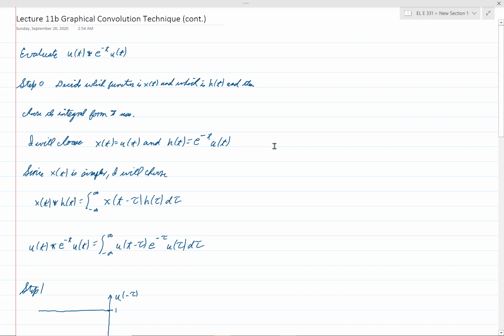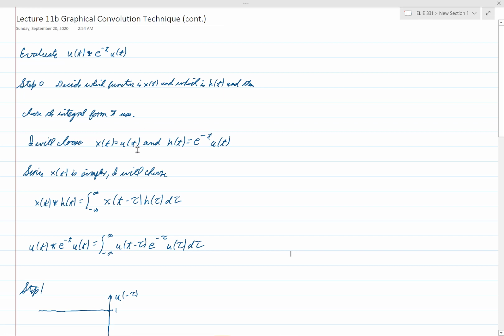Okay, so this time we want to convolve u of t with e to the minus t u of t. And so we begin, you might call it step 0 if you wish, by deciding which function we're going to call x of t, which one we're going to call h of t. And as I told you before, it doesn't matter. And then we choose which integral form to use. So I'm going to choose this first function, u of t, to be x, and I'll choose h of t to be the second function, e to the minus t u of t.